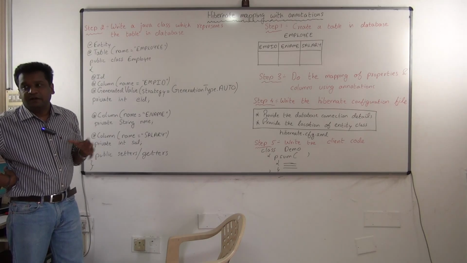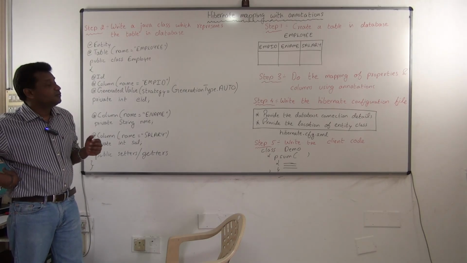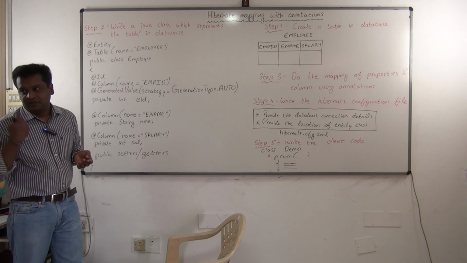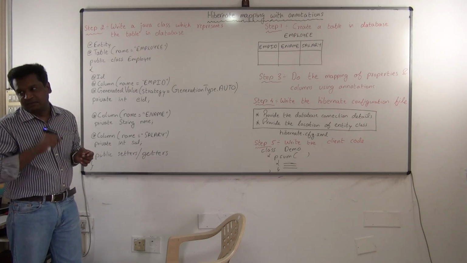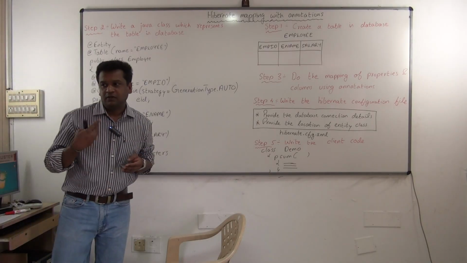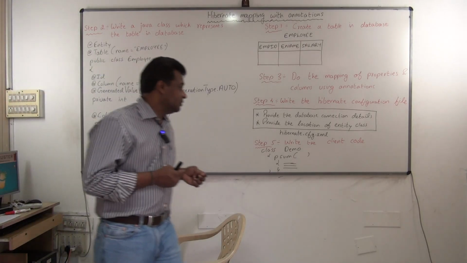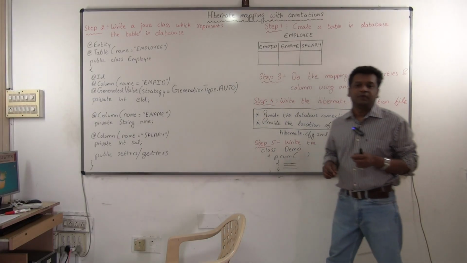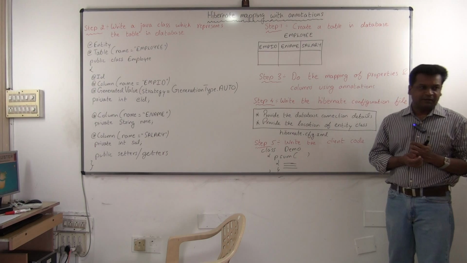See, we were writing the Hibernate code, and for mapping the entity properties with the columns of the table, we were using XML. So using XML, we are mapping all the properties of the Java class with the columns of the table. But in today's class, we'll see how to do the same mapping with the help of annotations. That's the concept I'll be covering today.